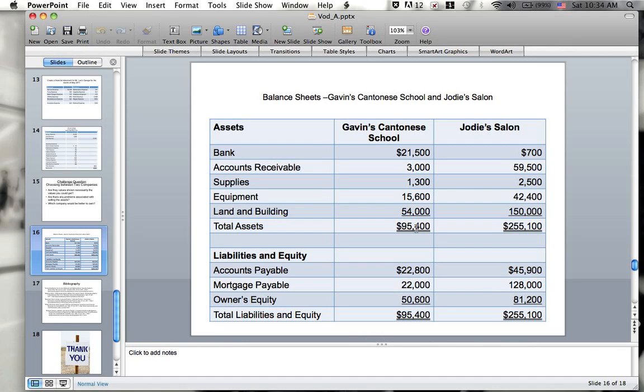The ratio of assets to liabilities and equity of it is smaller than Jolie's salon. Rather, Jolie's salon has a higher ratio. The amount of liabilities and equity is relatively high for Jolie's salon. Therefore, they had to pay back more money than Gavin's Cantonese school. On the other hand, Gavin's Cantonese school has a lower risk of not being able to sell its assets. Therefore, Gavin's Cantonese school is better to own.